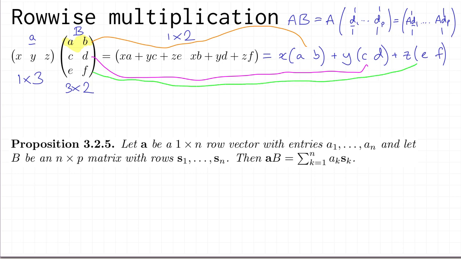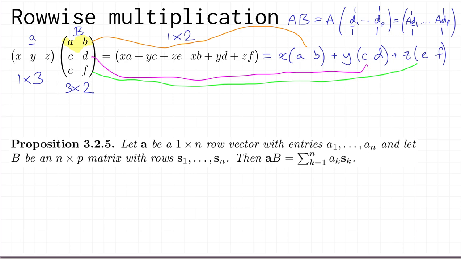So when we multiplied a row vector A into a matrix B, the result was a linear combination of the rows of B, and the coefficients in that linear combination were the entries in our row vector. Remember what a linear combination means: a linear combination of some vectors is when you multiply those vectors by scalars and then add up the results. So here we have a scalar x times the row vector AB plus another scalar y times the row vector CD plus another scalar z times the row vector EF. That's called a linear combination of the rows of B.